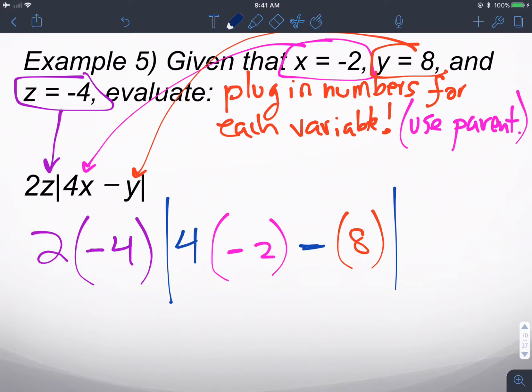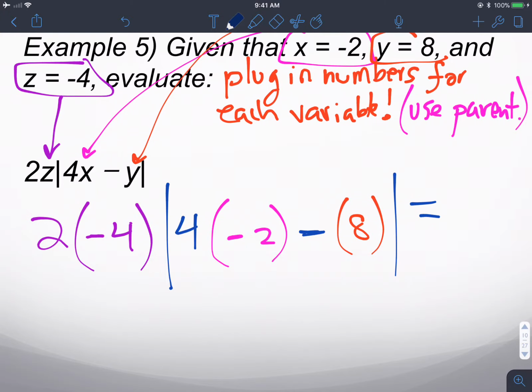Then all those numbers become, right? Yes, but do the multiplication first. So do 4 times negative 2 and then minus. You have to keep the order. Can I do 2 things at a time? Well, maybe, I don't know if that'll confuse people or not, but I'll do 2 times negative 4 and write that as negative 8. Absolute value. Now I'm going to do 4 times negative 2, which is negative 8, minus 8 is negative 16.